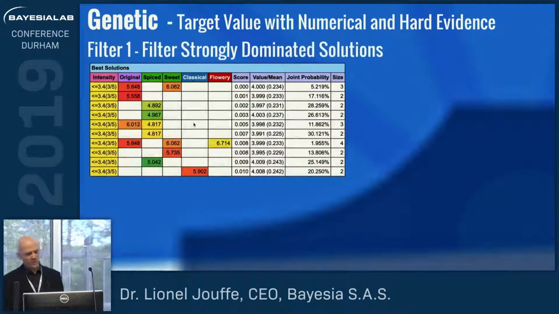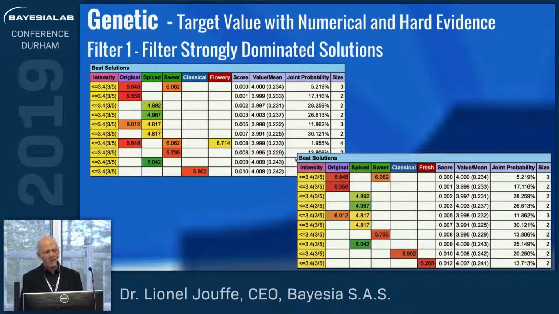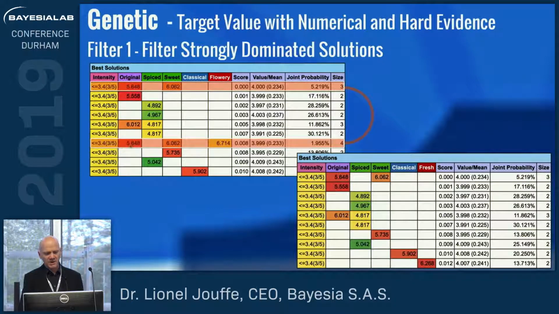Right? And when you use a filter equal to 1, this is what we call removing the strongly dominated solutions. What we mean by a strongly dominated solution is a solution like this one. This one has more pieces of evidence, and the score is lower. So we are, in that case, assuming that this is strongly dominated because we have more evidence with a score that is not that good.